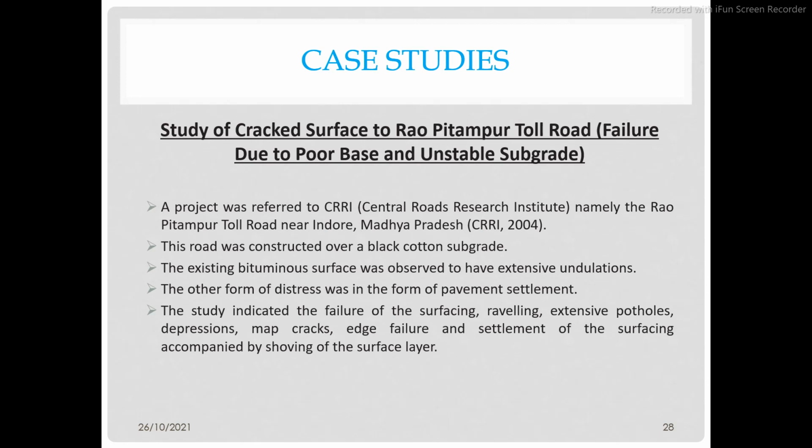The second case study is a study of cracked surface on the Pitambarpur toll road. It is a failure due to poor base or unstable grade. The project was referred to CRRI, the Central Road Research Institute, namely the Rau Pitambarpur toll road near Indore, Madhya Pradesh. This road was constructed over black cotton subgrade. The existing bituminous surface was observed to have extensive undulations. Other forms of distress were in the form of pavement settlement. The study indicated failure of the surfacing, revealing extensive potholes, depressions, map cracks, edge failure, and settlement of the surfacing accompanied by shoving of the surface layer.